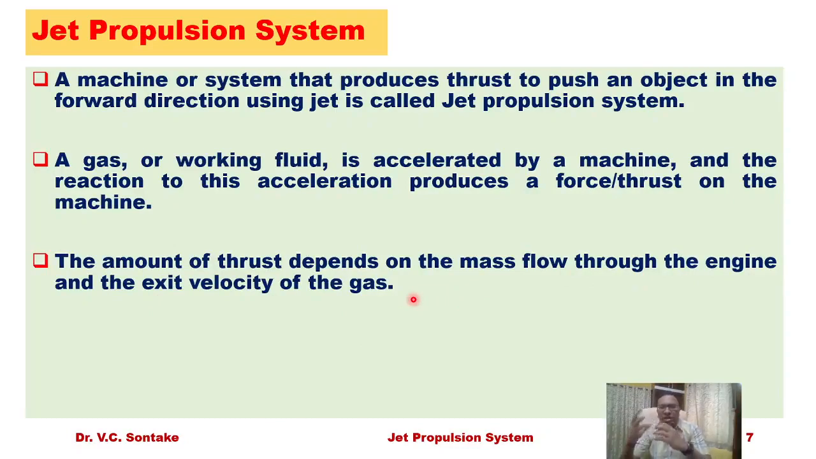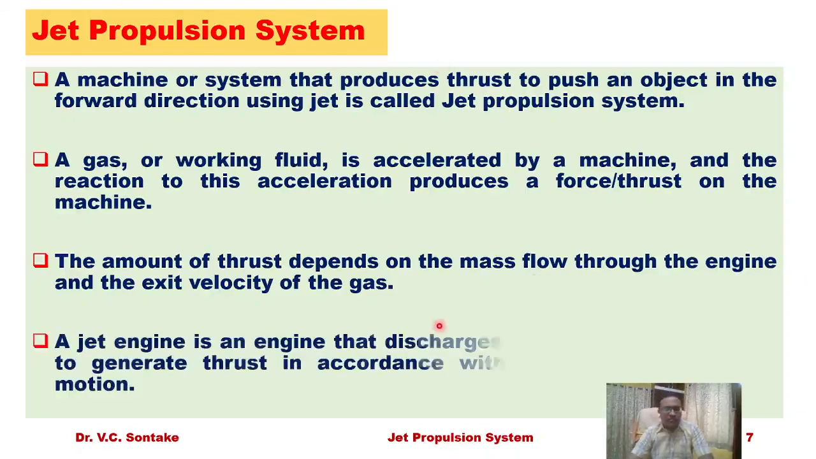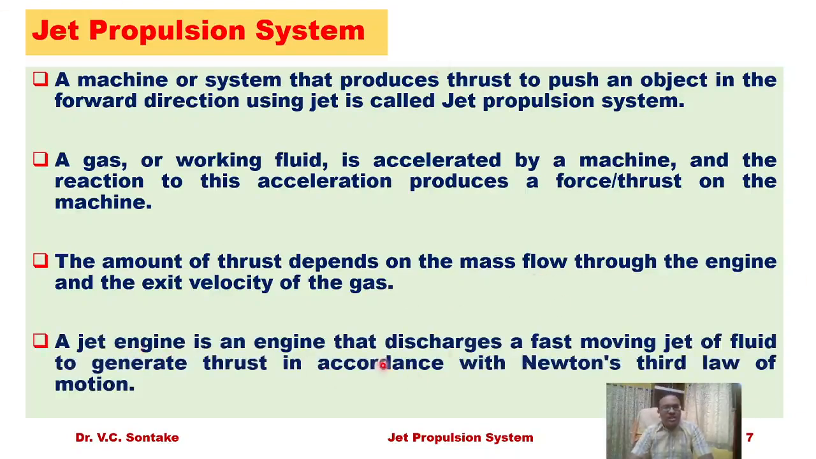So by varying the mass flow rate and the velocity of the jet coming out from the machine, we can control or vary the thrust which is acting upon that machine to propel it in the forward direction. A jet engine is an engine that discharges a fast moving jet of fluid to generate thrust in accordance with Newton's third law of motion.